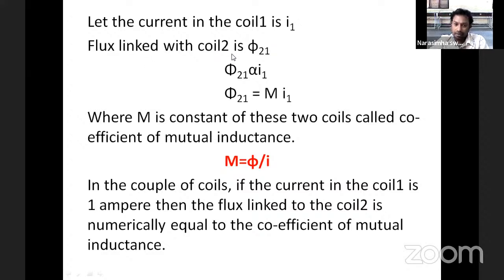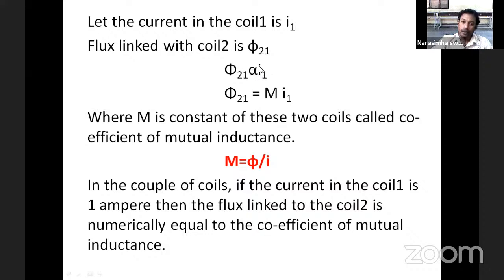Now the flux linked with coil 2 is phi suffix 2 1. This notation is the magnetic flux in coil 2. Suffix 2 1 means the magnetic flux in coil 2 is due to coil 1. Magnetic flux is generated in coil 2 due to coil 1, and this magnetic flux is proportional to the current I.